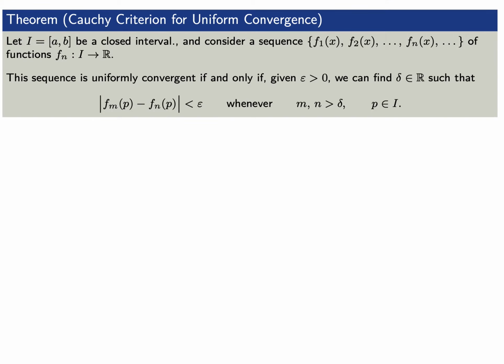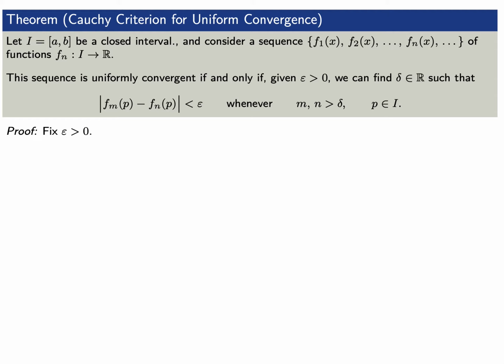We have this concept of being a uniformly convergent sequence of functions. We relate this to the concept of the Cauchy criterion that we've seen before. Let I be a closed interval, and let's consider a sequence f sub n of functions defined on I. Then this sequence is uniformly convergent if and only if, given a positive epsilon, we can find a delta such that f sub m of p minus f sub n of p is less than epsilon whenever m and n are greater than delta and p is in the closed interval I.